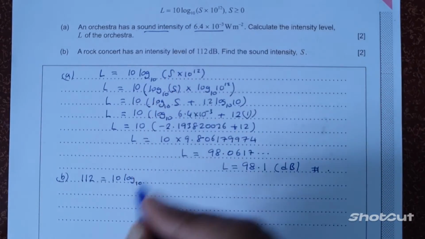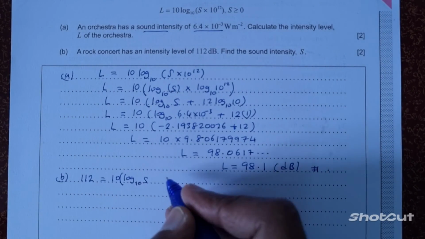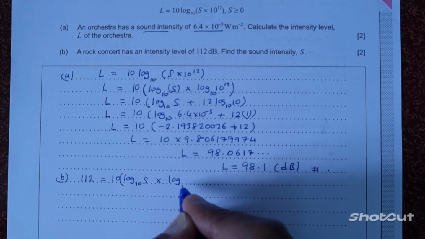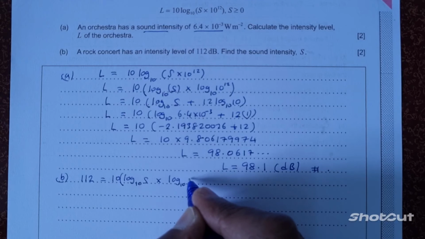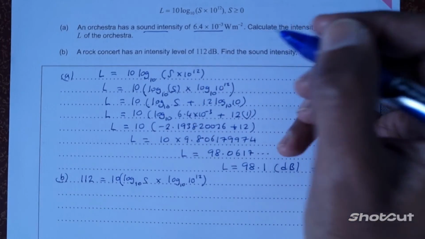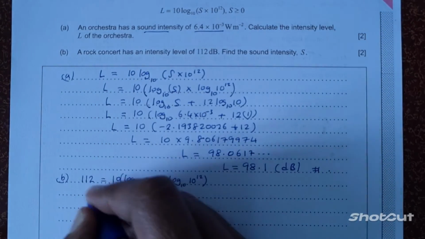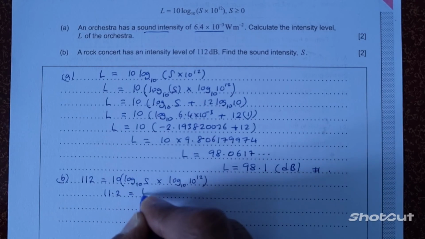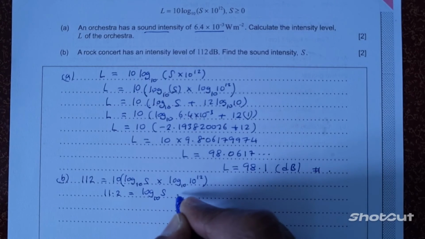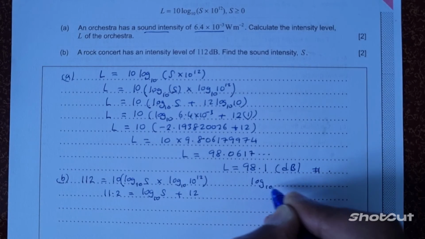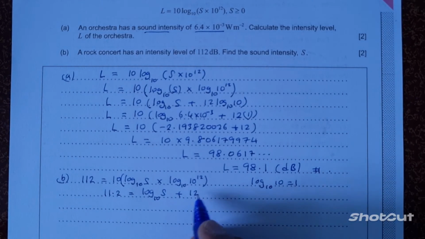Then you've got S, and of course we're going to bracket this. Because we're using the properties of logarithms, again we're going to add these two because we have multiplication here to the base 10, and this is 10 to the power of 12. So what we're saying then is that 112 divided by 10 is 11.2, which is equal to log to the base 10 of S plus 12 log to the base 10, which is equal to 1. So 12 times 1 is 12.